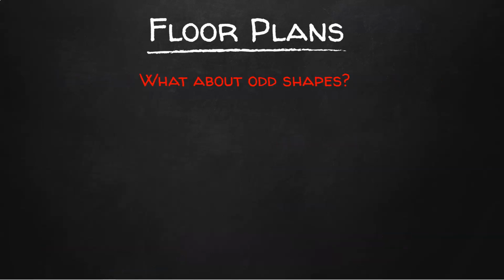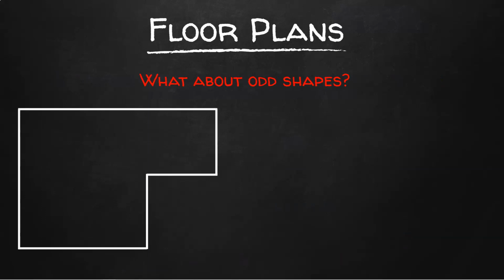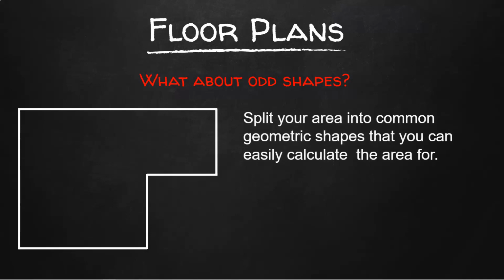So what about calculating area for odd shapes? If we have an odd shape like this that isn't perfectly square or rectangular, it's got a little different shape, how are we going to calculate that area? What you're going to do is split your area into common geometric shapes that you can easily calculate the area for. We already know how to calculate the area for a square or a rectangle. It's the two dimensions, the length and the width, multiplied by each other. In this case, it's not a symmetric shape.